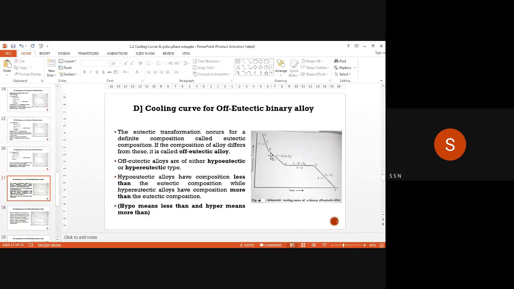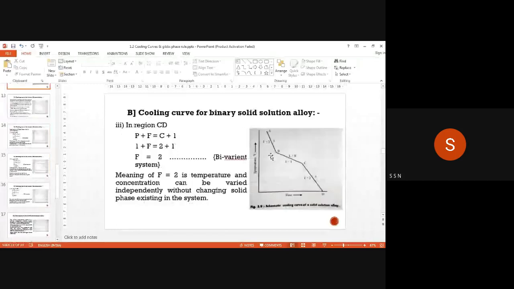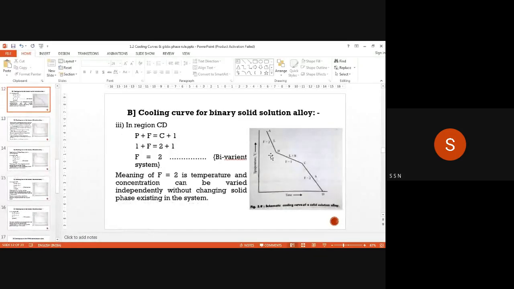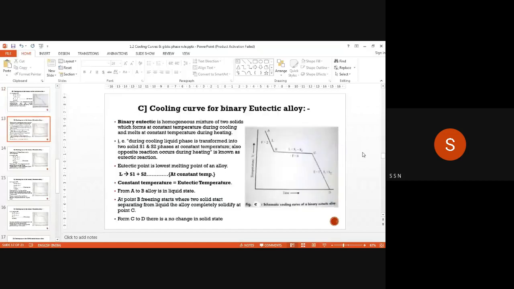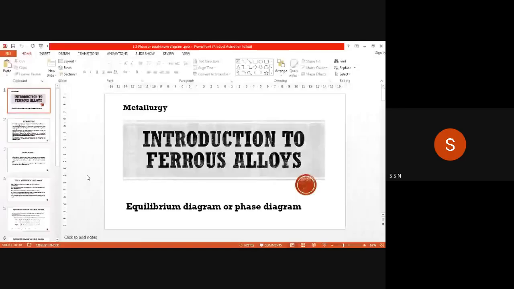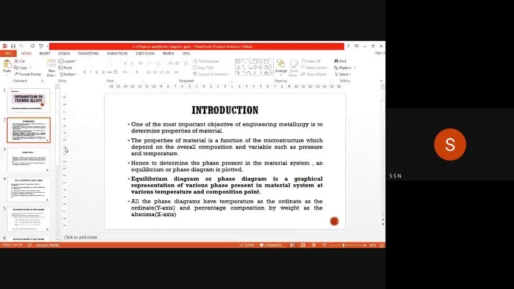So just remember the nature of curves for different types of alloys or materials, as well as remember what is the state of that material at different lines. So if you know this, we can have a look at the next point, that is the phase diagram or equilibrium diagram.